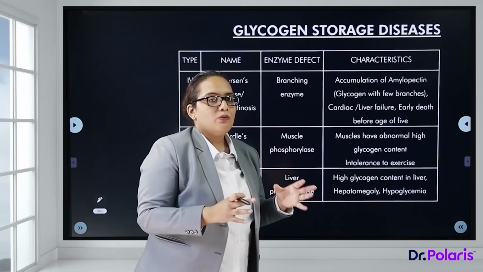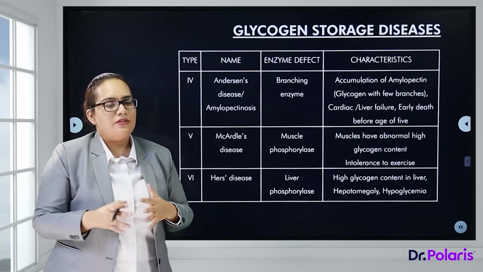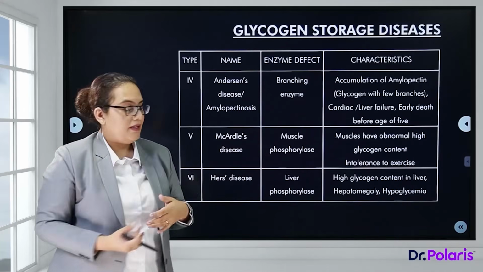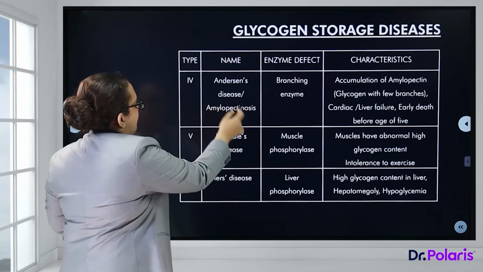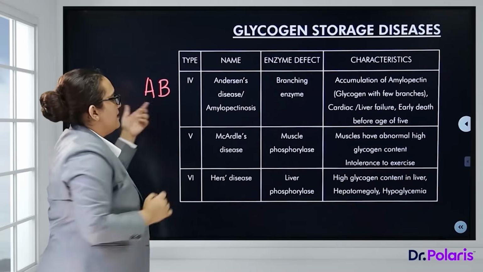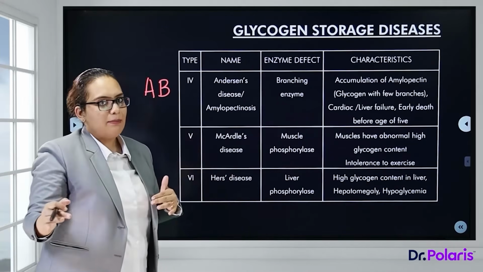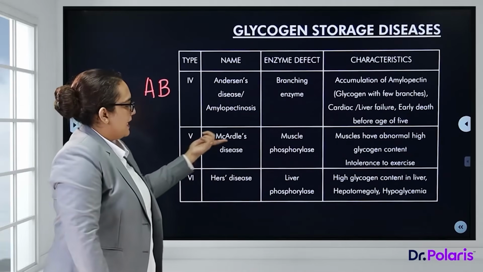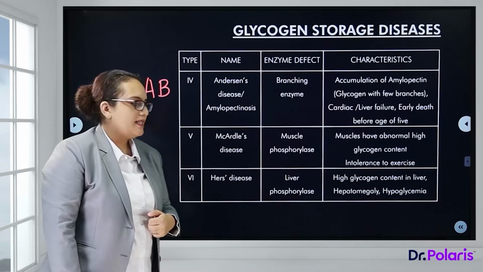But quite often, those who have Andersen's disease usually die by 5 years of age because of cardiac failure. And an easy way to remember the enzyme defect with the disorder is AB. So remember, A stands for Andersen and B stands for branching enzyme. So CD and AB. The next one is McArdle's disease, and the defective enzyme is muscle phosphorylase.